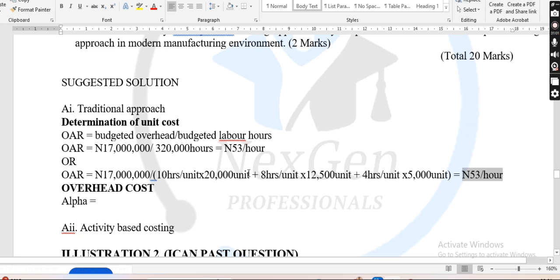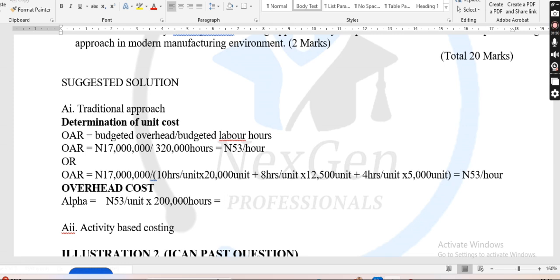Now, the first one is alpha. How many hours did they use? You can say 10 hours per unit times 20,000 units. What do you have? How many hours? So we can have 53 naira times 200,000 hours, right? 200,000 hours. Is that not so? So what is the overhead cost?